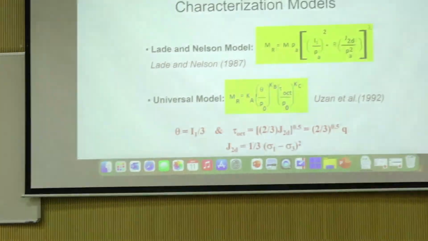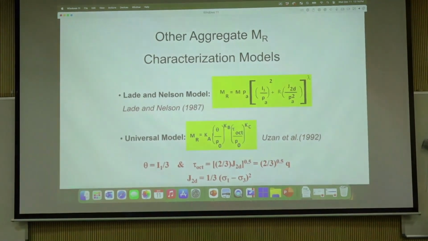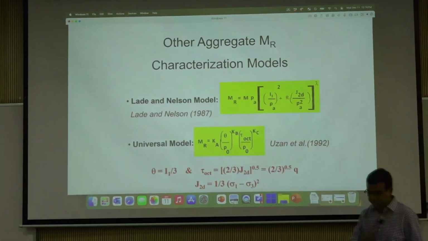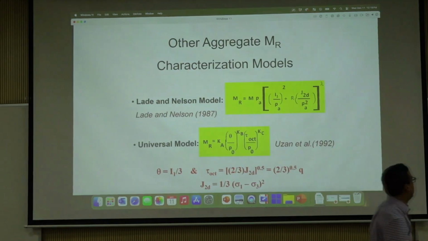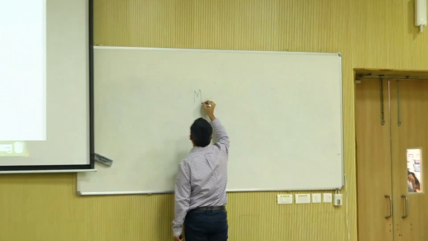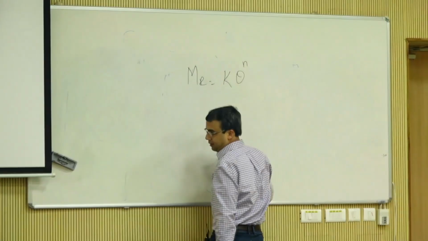Okay. So, oh, this is a good point for us to discuss something, because we're going to get into model fitting. So let's do that right now. MR is equal to k theta raised to the power n.